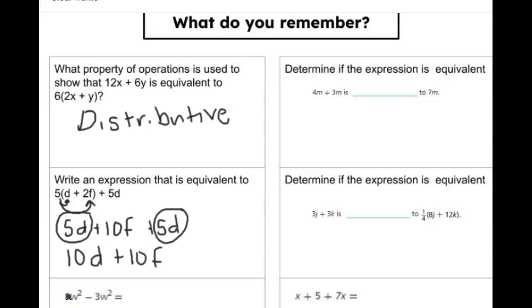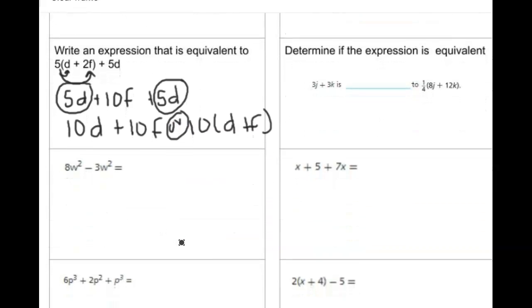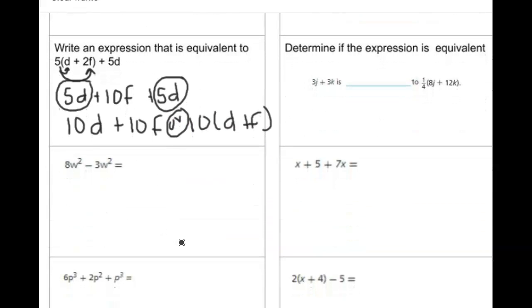But if I wanted to go a little bit farther than this, I could. I could take a 10 out and be left with the d plus f. I would be okay with either one of these. Okay, our next one is 8w squared minus 3w squared, and you can see that they both have w squared at the end, so I actually can just subtract this just how it is right here.